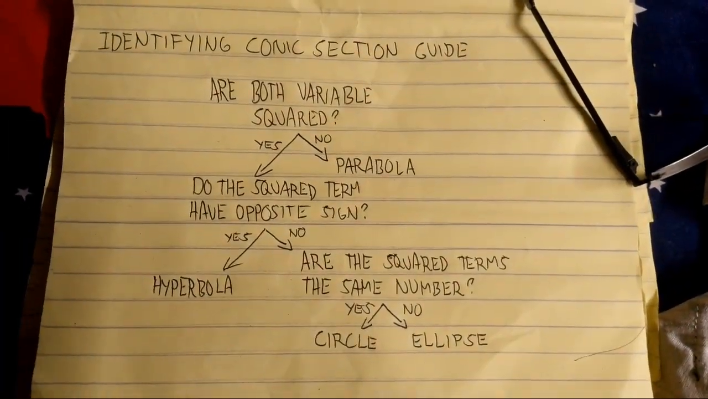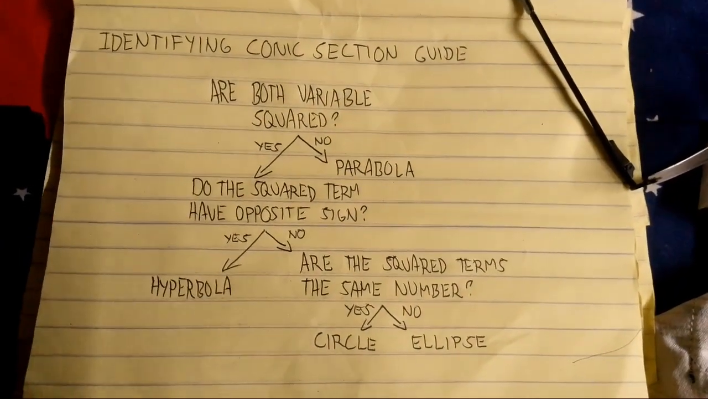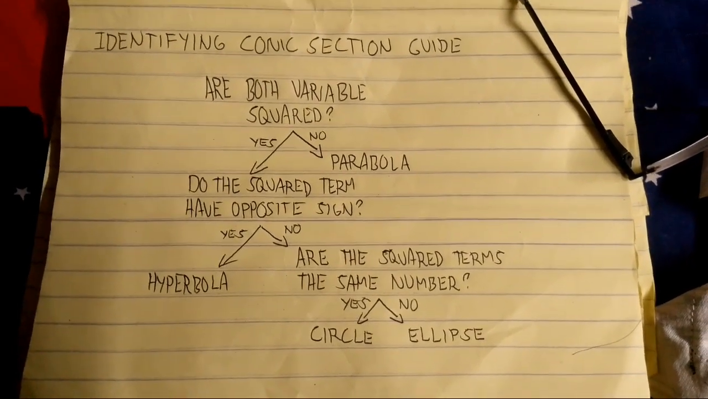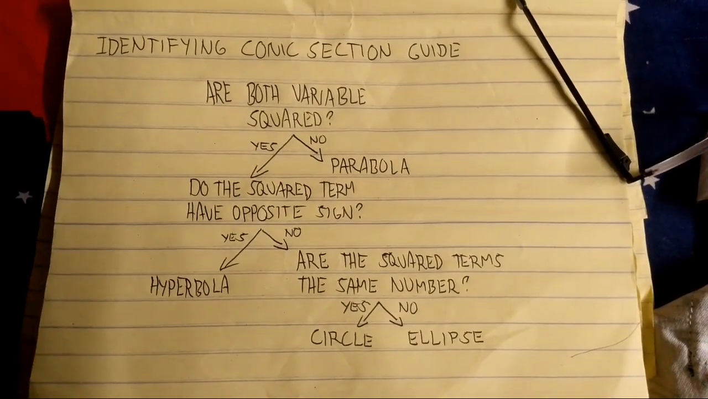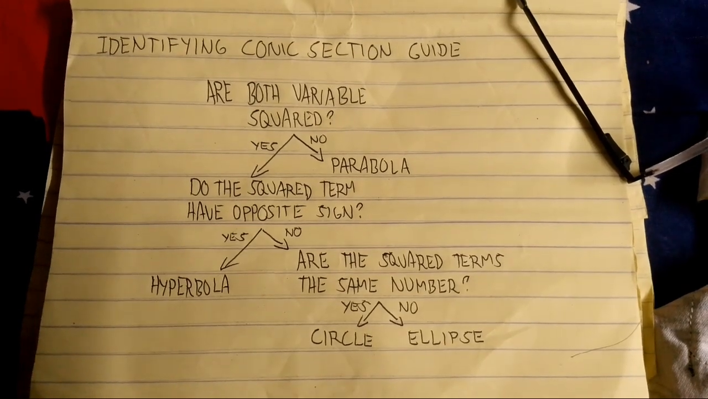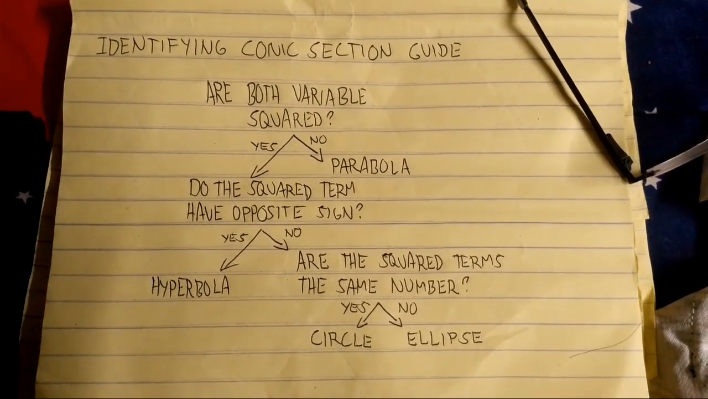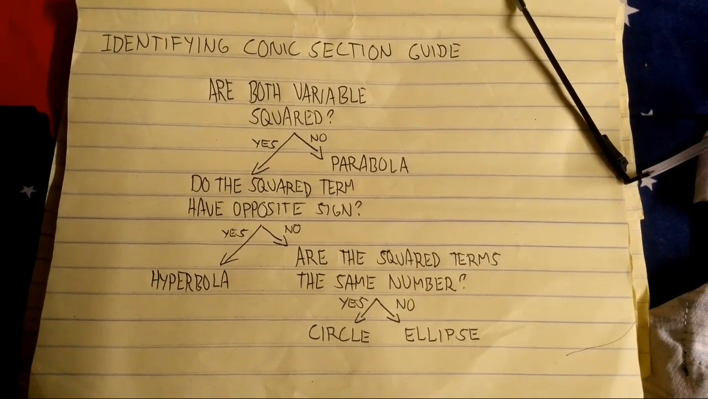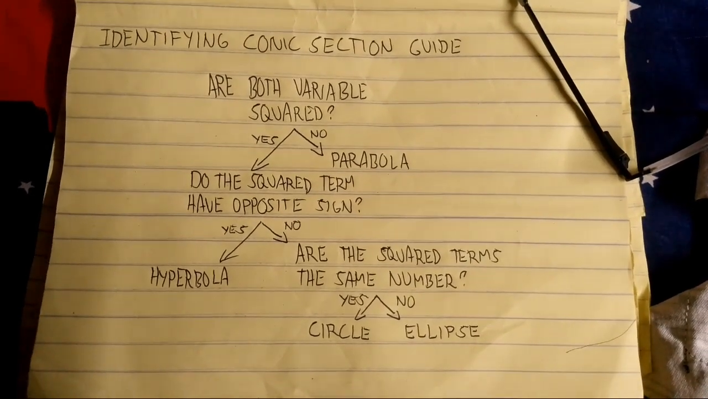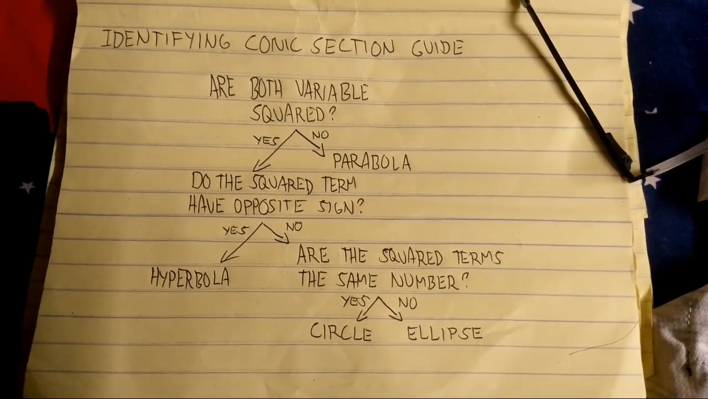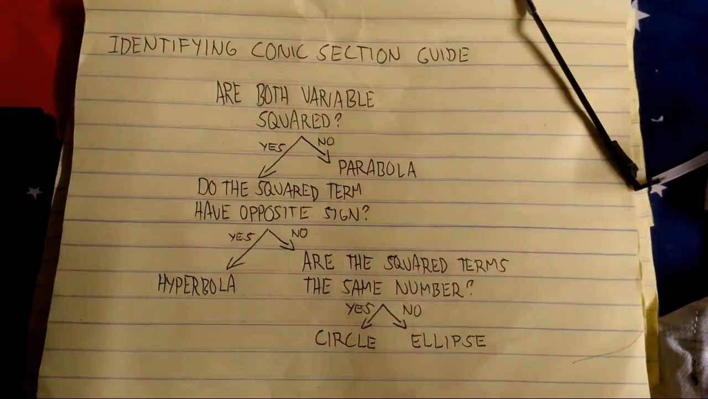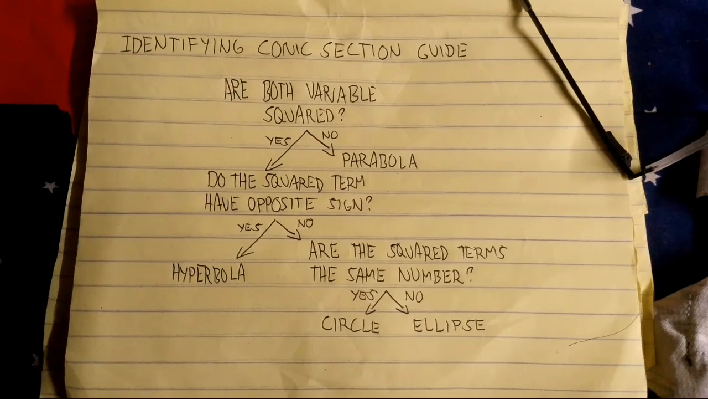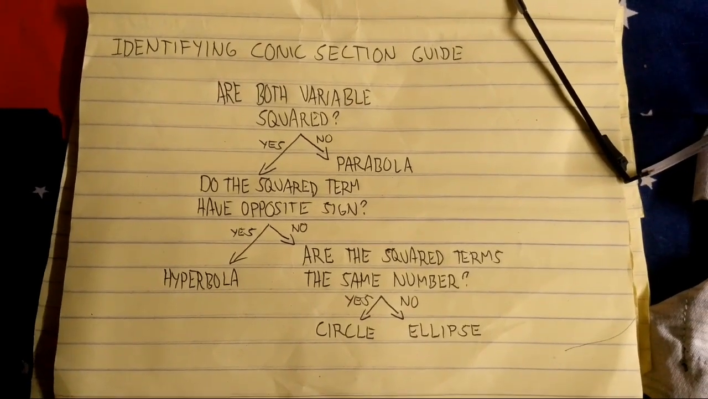We all know that each conic section has a distinct equation. That's why I'm going to teach you how to identify conic sections a lot easier. By using this guide, you will be able to master identifying the conic section easily. You'll just have to read and analyze the equation given to you.